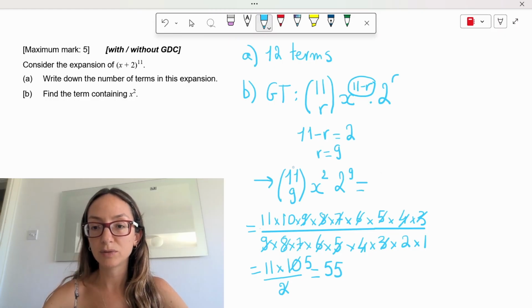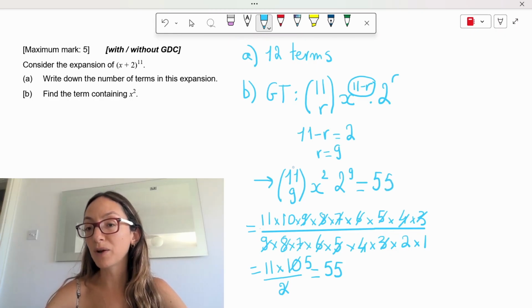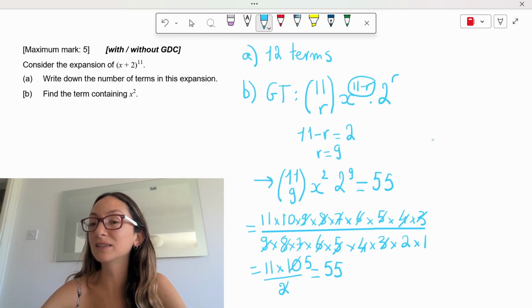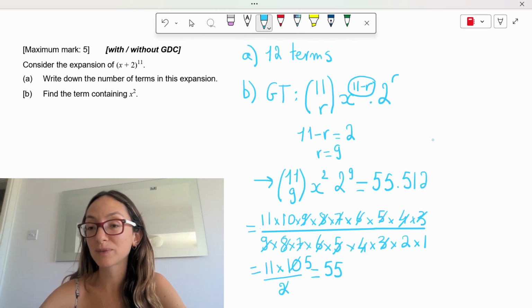So that is equal to 55, and I'm going to leave out the x at the end, and I'm going to start with 2. So 2 to the power of 9. Now, if you don't know your powers of 2, I would advise you to learn them up until 2 to the power of 10 at least. It comes in very handy sometimes. Now, if you don't, 2 to the power of 9 is 512. And then we write our x squared.